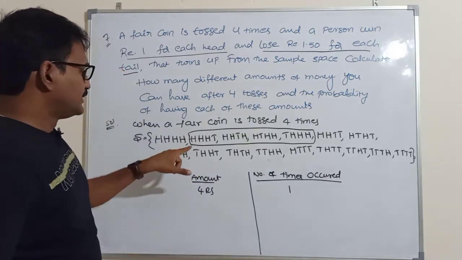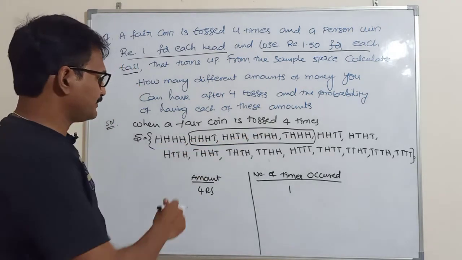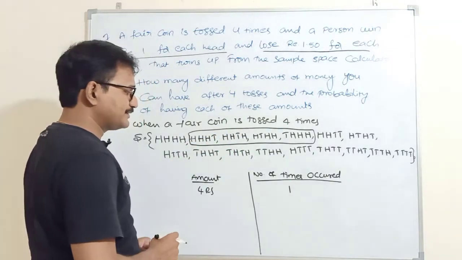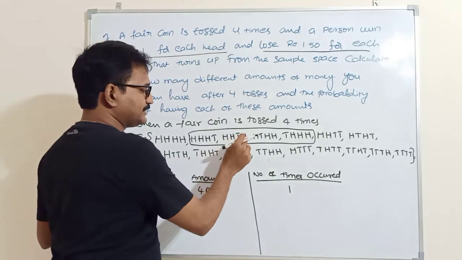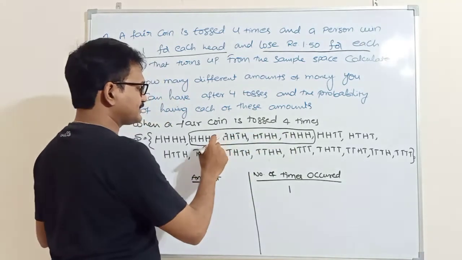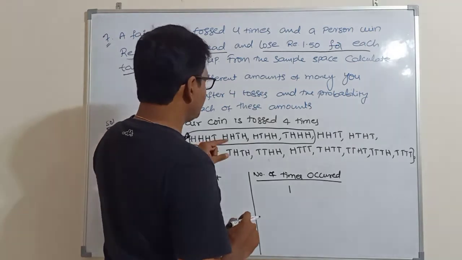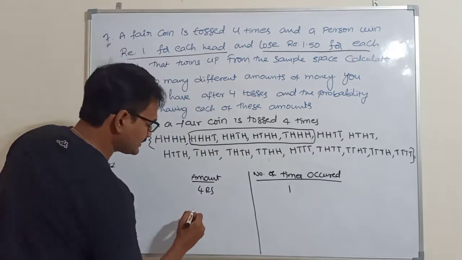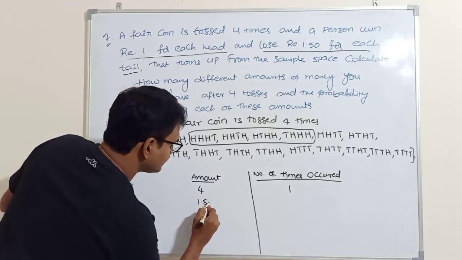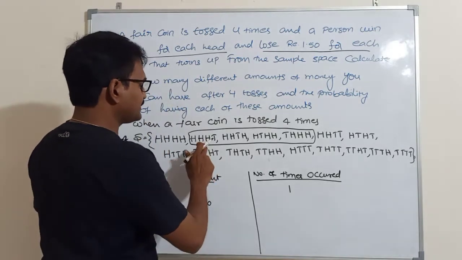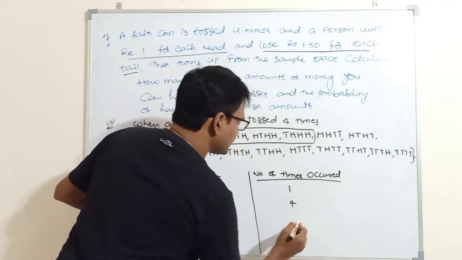here 3 heads and 1 tail is there. 3 heads and 1 tail is there. That means you will gain 3 rupees, and you will lose 1.5. So here 3 rupees minus 1.5 means 1.5 rupees. 1.5 rupees. So how many times did it occur? 1, 2, 3, 4. 4 times it occurred.